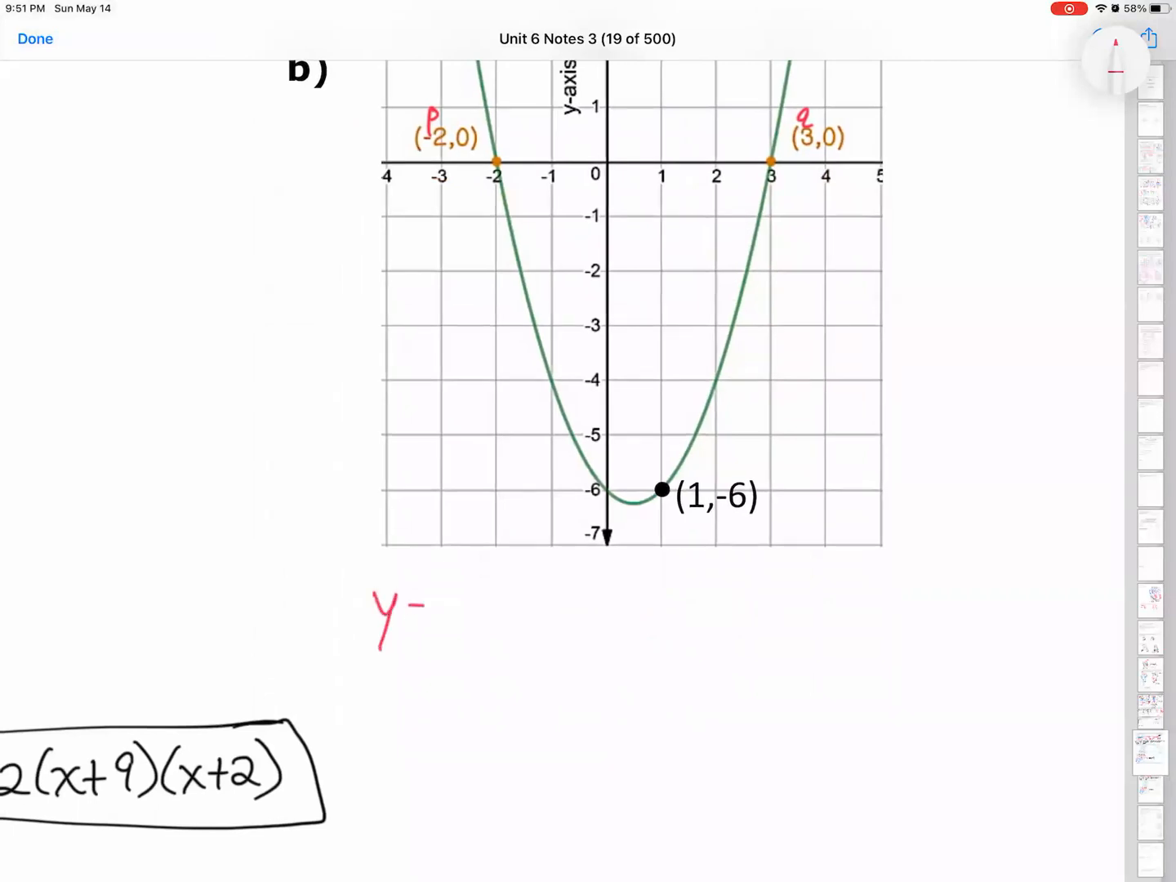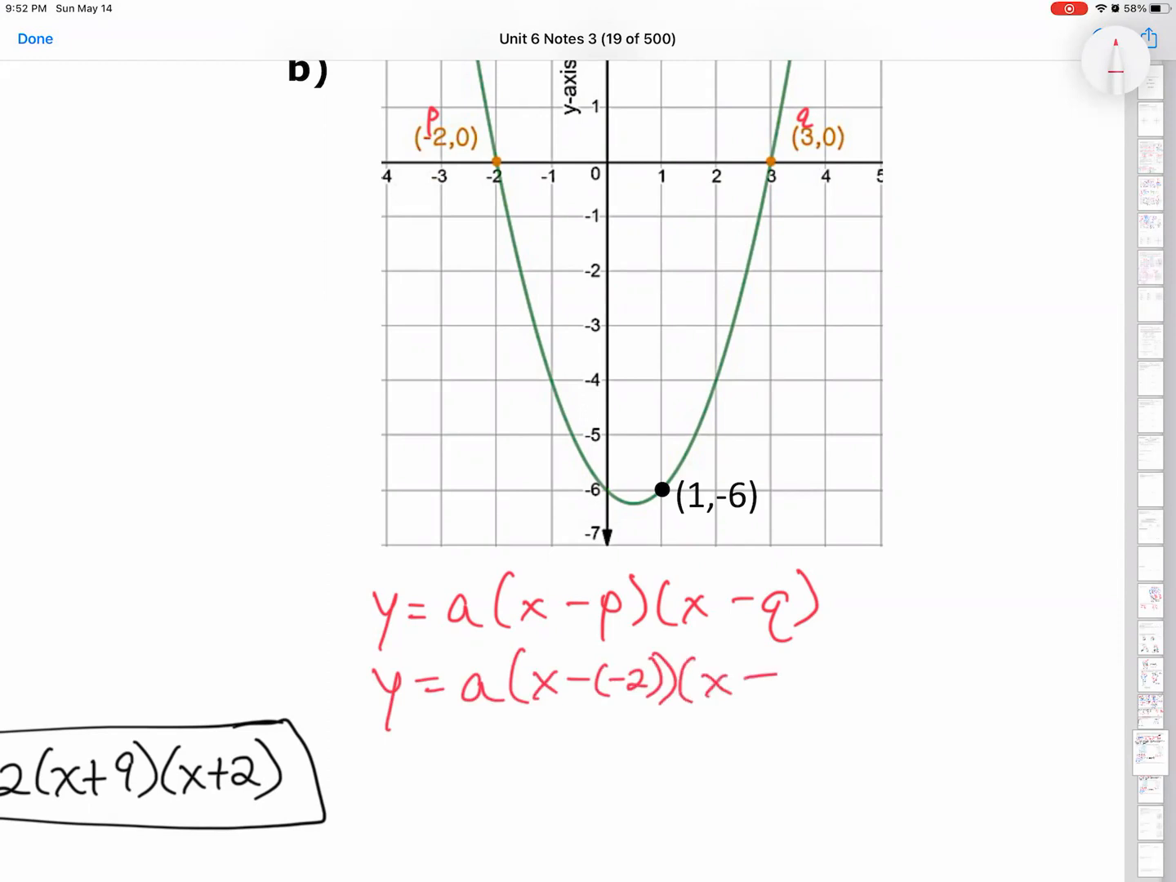For our intercept form, we have y equals a times x minus P times x minus Q. And then we can go ahead and plug in our values. We end up then with y equals a times x minus P is -2, and then x minus Q is 3. Cleaning it up, we end up with y equals a times x plus 2 times x minus 3.